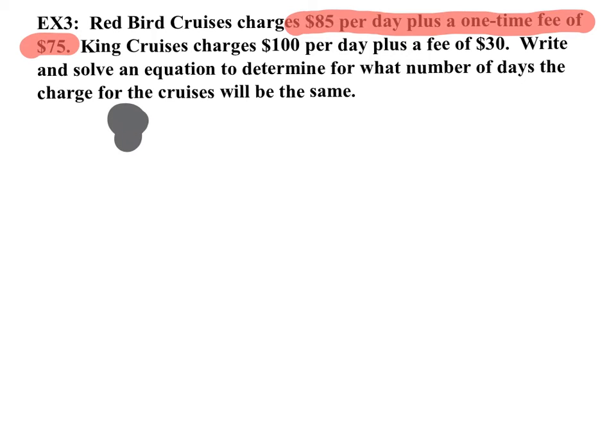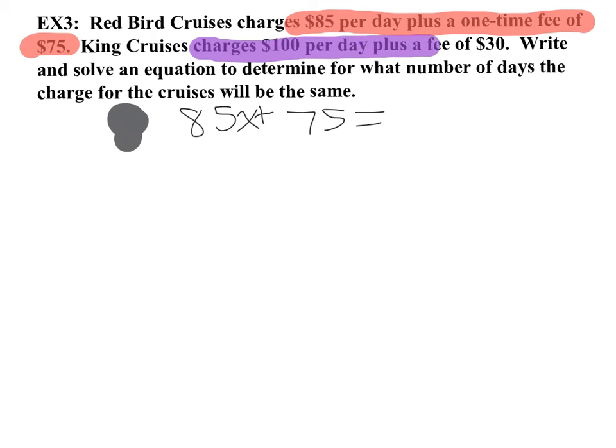So we have 85 per day, which is x, plus the one-time fee of $75 equals the King Cruises $100 per day plus a fee of $30. So then that would be 100x plus 30.